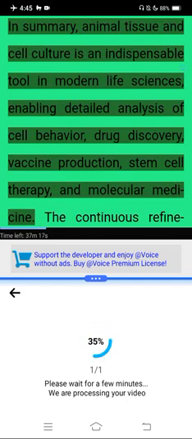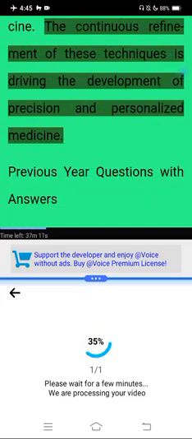In summary, animal tissue and cell culture is an indispensable tool in modern life sciences, enabling detailed analysis of cell behavior, drug discovery, vaccine production, stem cell therapy, and molecular medicine. The continuous refinement of these techniques is driving the development of precision and personalized medicine.